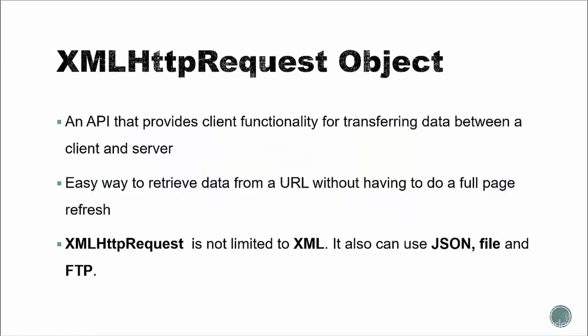Alright, so the XMLHttpRequest Object is an API that provides client functionality for transferring data between a client and a server. And it's compatible with just about every version of every browser, and it gives us a behind-the-scenes way to transfer data. Alright, like I said before, it's not limited to XML. It can use JSON, it can use a file protocol, it can use FTP, and so on.